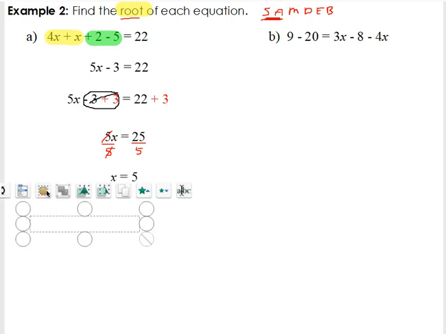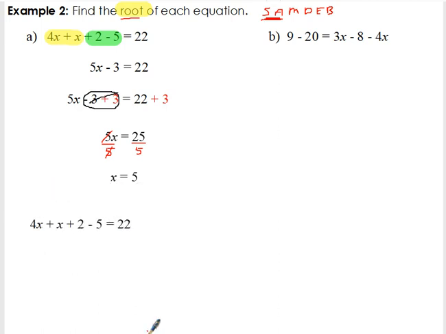Now, if you really want, we could check this. So maybe I'll put a little title here. It says, let's check x equals 5. And what we're going to do is take our original equation at the very beginning here, and sub in 5 for x. So we have something like 4 times 5 plus 5 plus 2, take away 5. Well, first, 4 times 5 is 20.